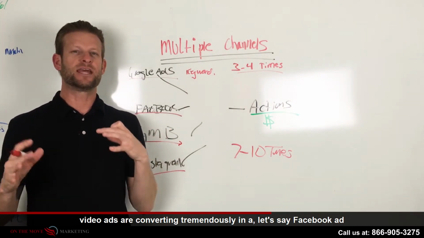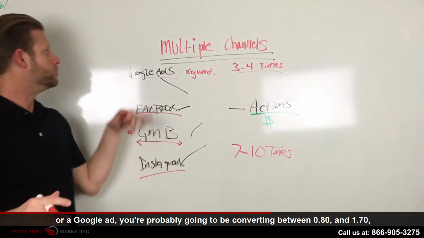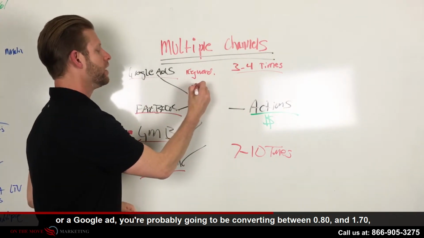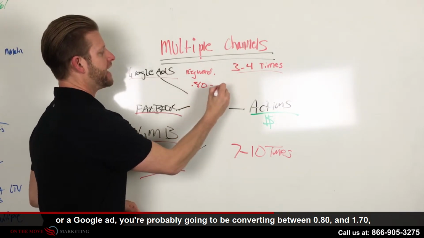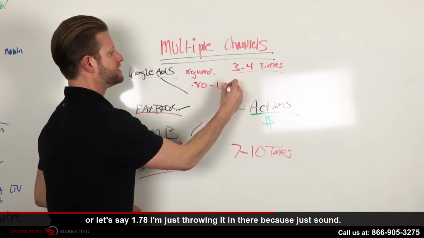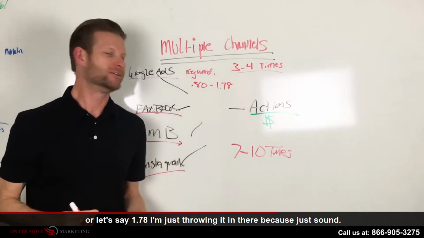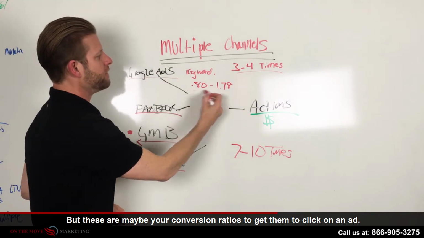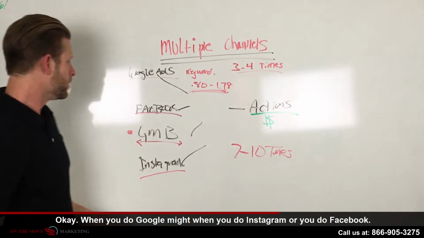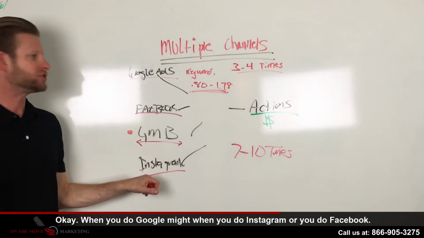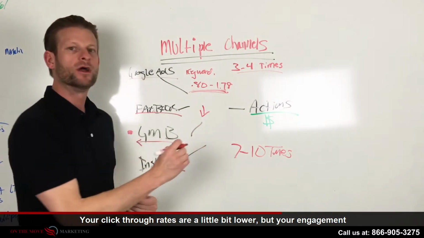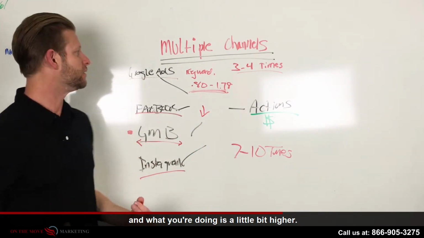In, let's say, a Facebook ad or a Google ad, you're probably going to be converting between 0.80 and 1.7, or let's say 1.78. I'm just going to throw an 8 in there because it just sounds good. But these are maybe your conversion ratios to get them to click on an ad. Okay. When you do Instagram or you do Facebook, your click-through rates are a little bit lower, but your engagement in what you're doing is a little bit higher.